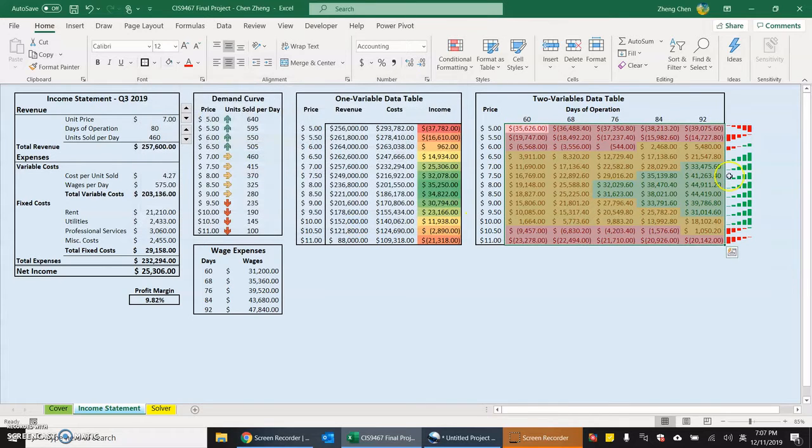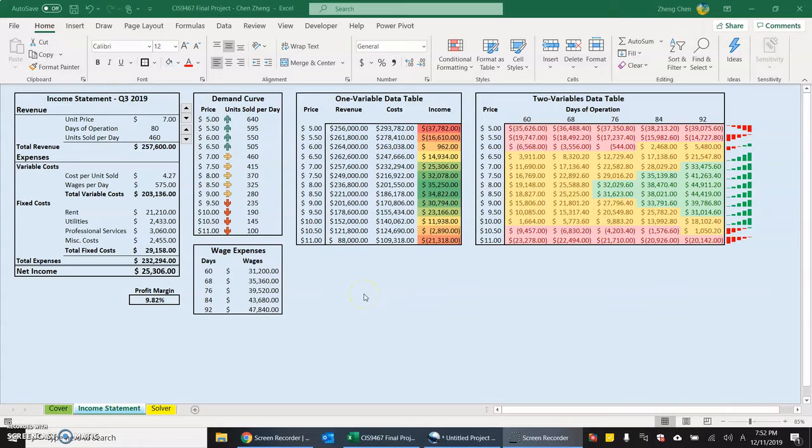And also, I have column sparklines here indicating how the net income is changing based on the price and the days of operation. As we can see here, if we put the unit price at 5, as we have more days of operation, we actually have less net income and a bigger loss. But for the rest of them, as we have more days of operation, the loss is getting smaller or our income is getting higher, except at the end, where we still have a higher loss due to lower demand.